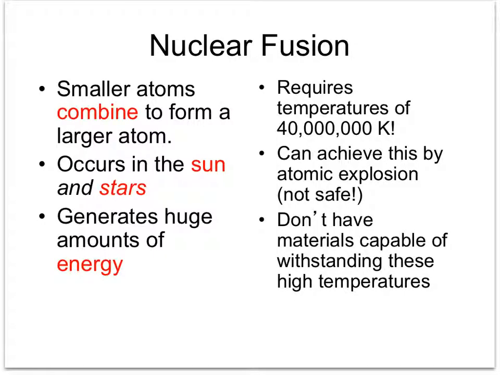The other process is called nuclear fusion, and this is where smaller atoms combine to form a larger atom. Nuclear fusion occurs in the sun and the stars naturally, and it generates huge amounts of energy. It requires temperatures of 40 million Kelvin, and we have found that we can achieve this by an atomic explosion, but obviously that's not very safe. We don't have the materials capable of withstanding these high temperatures, and these are the drawbacks to nuclear fusion, and that's why we are using nuclear fission right now as a way to produce nuclear energy.